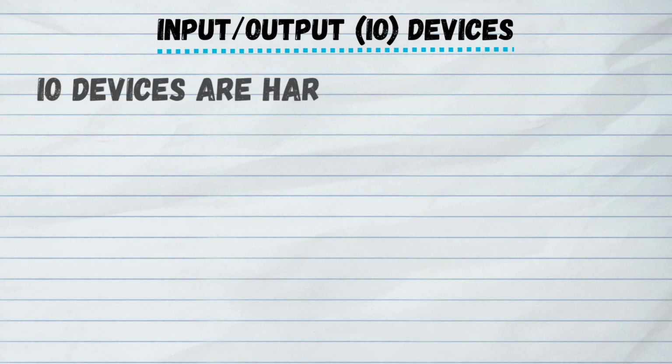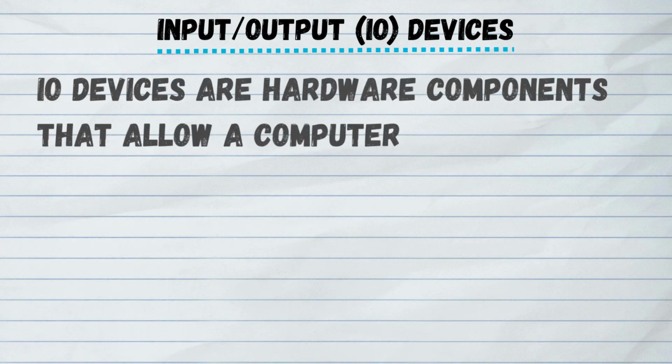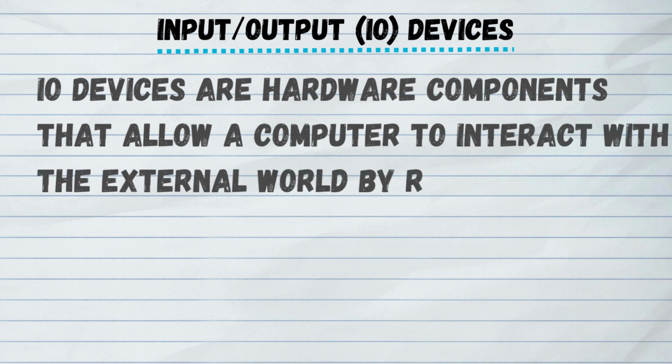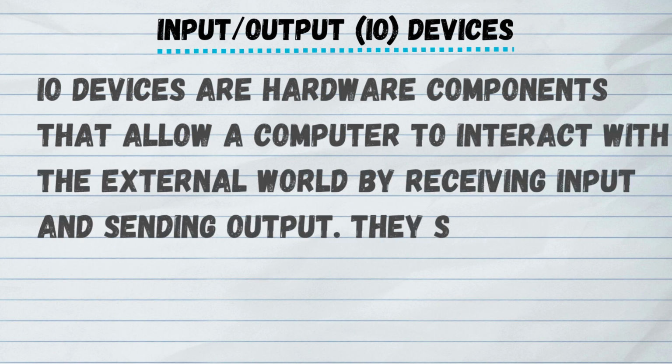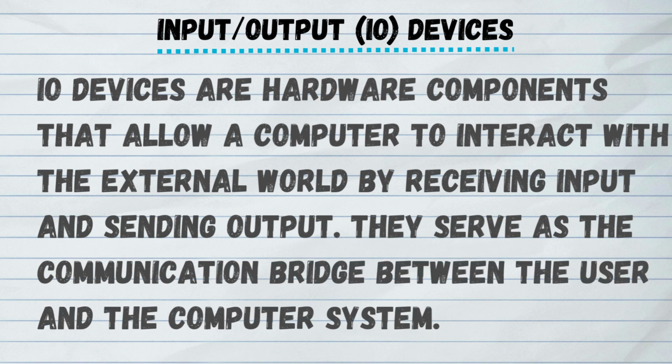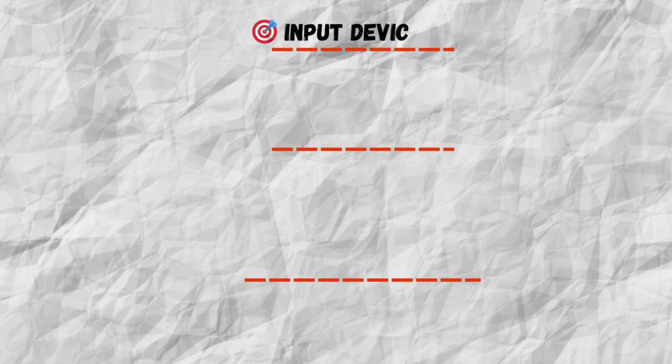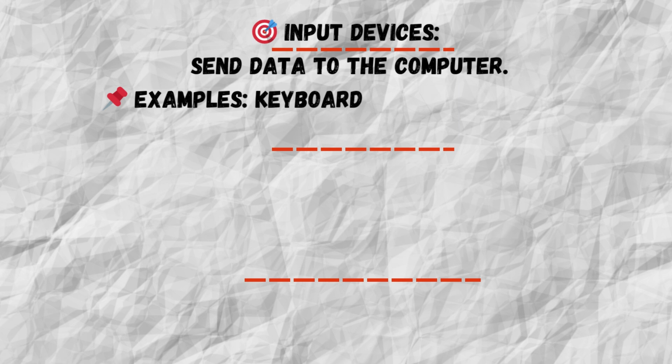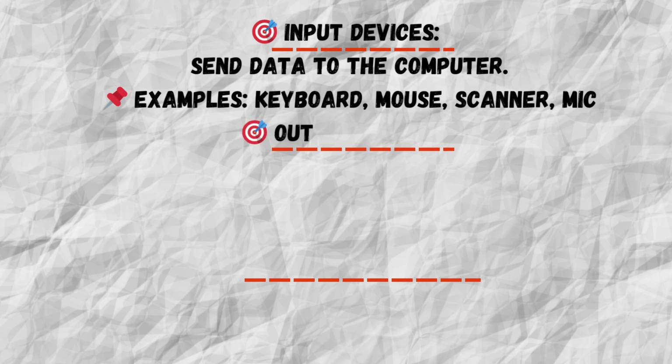I/O devices are hardware components that allow a computer to interact with the external world by receiving input and sending output. They serve as the communication bridge between the user and the computer system. Input devices send data to the computer. Examples: keyboard, mouse, scanner, mic.